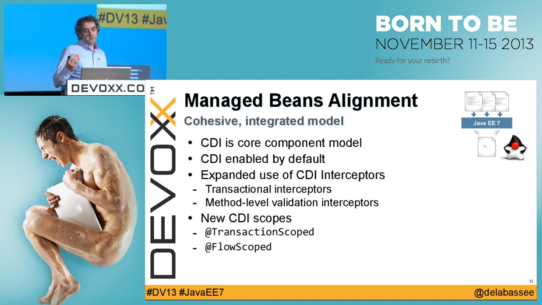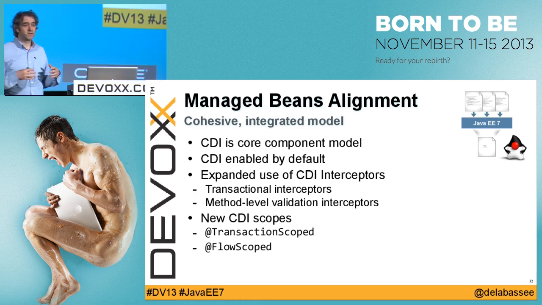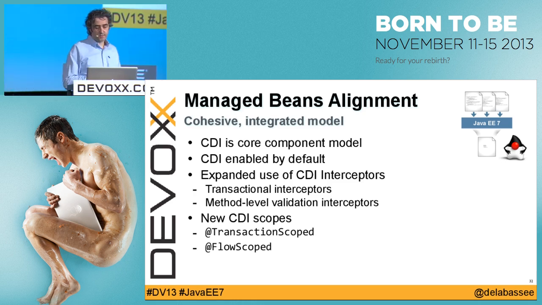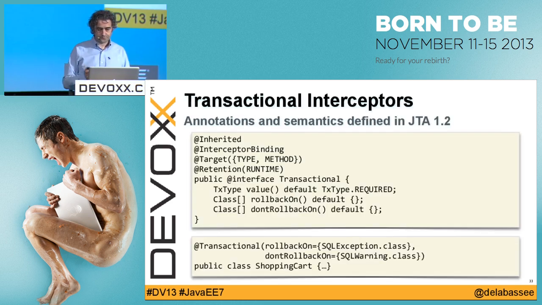There is an expanded use of CDI across the platform. A good example is the CDI interceptor. So we have transactional interceptors. We have method-level validation interceptors. We have new CDI scopes. We have the TransactionScoped scope, which is used to attach CDI beans to an active JTA transaction. We have a new scope for JSF, the FlowScoped scope, and so on.